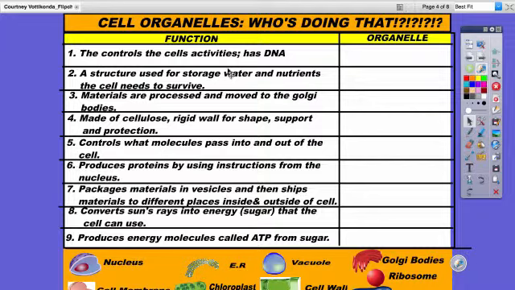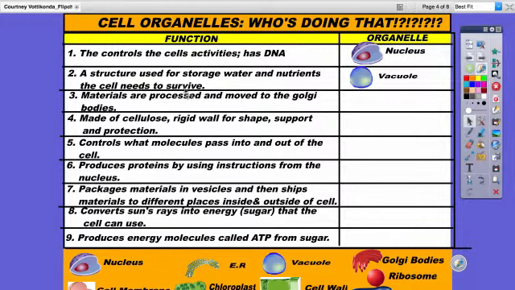So let's start with number 1. Number 1, this controls cell activity and it has DNA. The answer is the nucleus. So let's drag the nucleus to the appropriate spot. So let's look at number 2. A structure that is used for storage of water and nutrients the cell needs to survive. The answer is the vacuoles.